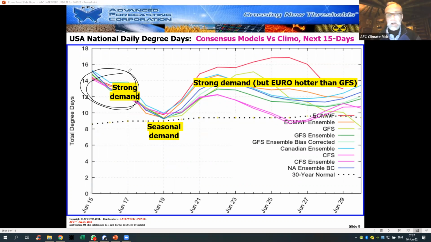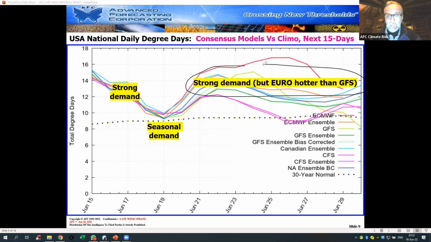Obviously, strong demand, short term, ending this weekend and back to seasonable demand. Now, not all areas, as I say, are going to go back to near normal. In this area, from the 18th to the 20th or 21st, we're going to get really, really hot going into the first half of next week in the Midwest and the plains, or much of the plains. But it's going to get cooler for sure, notably in the east.